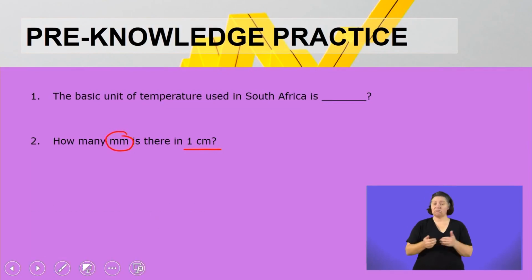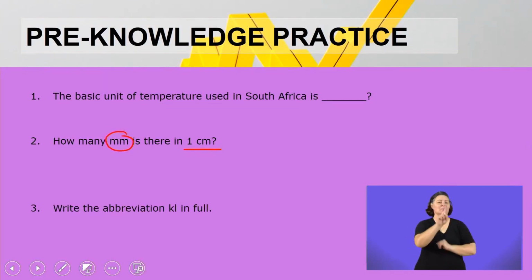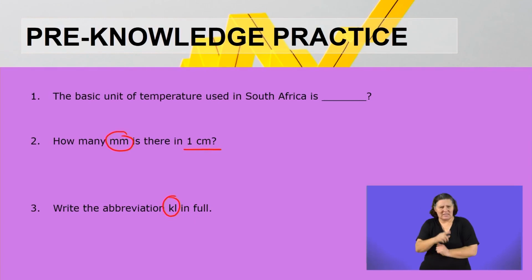Then grade 12s, if you look at the last question here, write the abbreviation KL in full. You will know when we work with water tariffs, for example, this abbreviation you'll see all the time. This abbreviation stands for kiloliters.